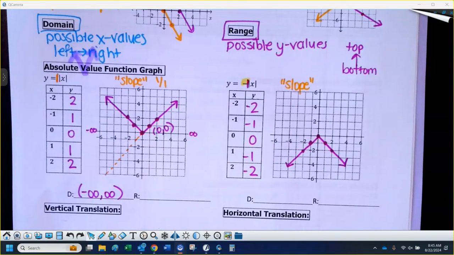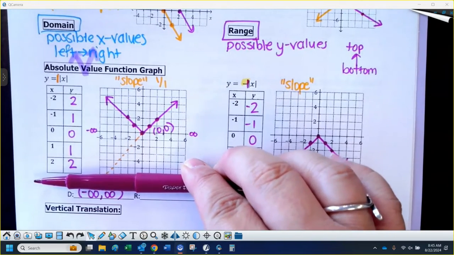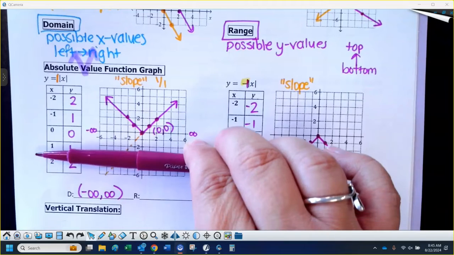Okay, now here's the deal. For the range, come from the bottom to the top. I'm not touching any part of that graph, right? What is the first y value I touch?